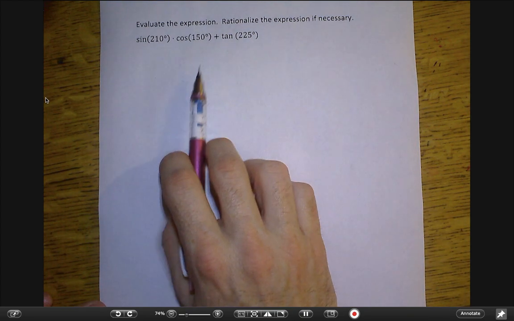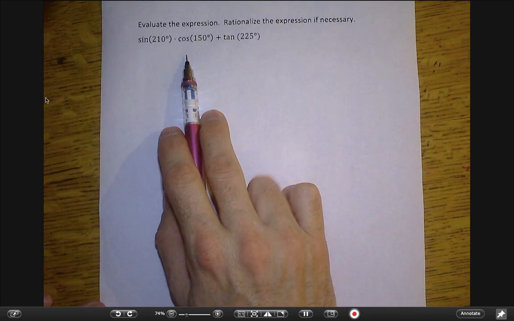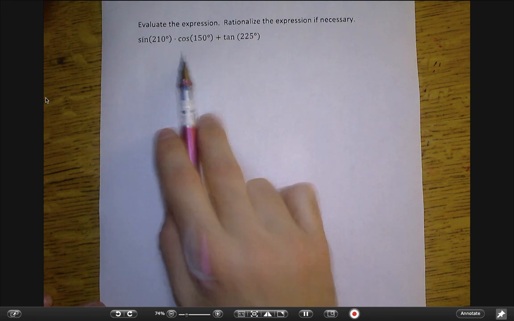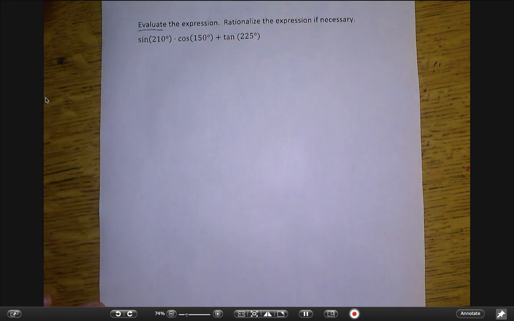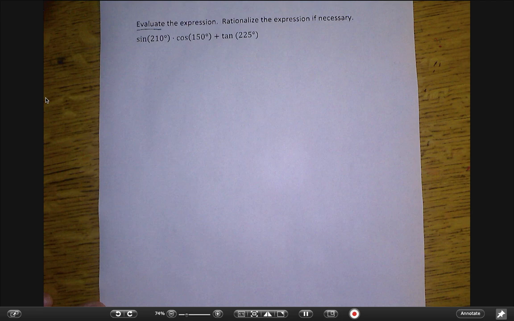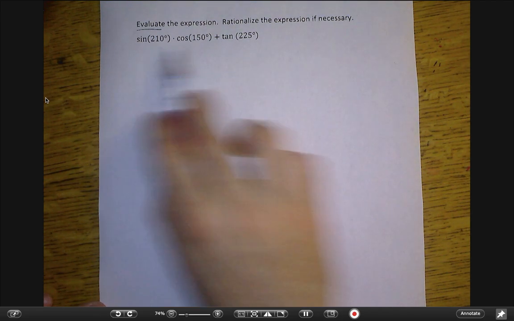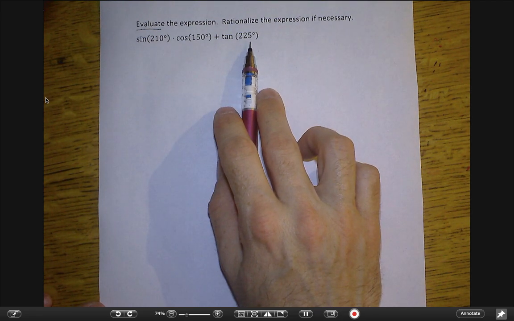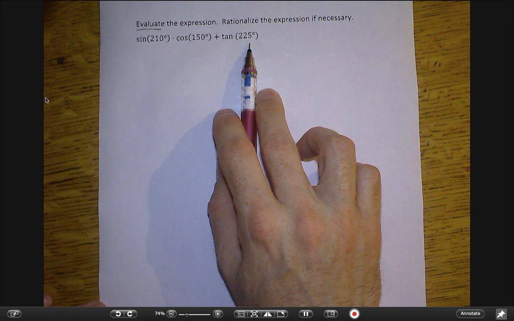I am going to evaluate this trigonometric expression. Now, evaluate rather than solve. Evaluate means to find the value. So perhaps after all of this, I'll get a number like 2. It's not an equation because it lacks an equal sign.